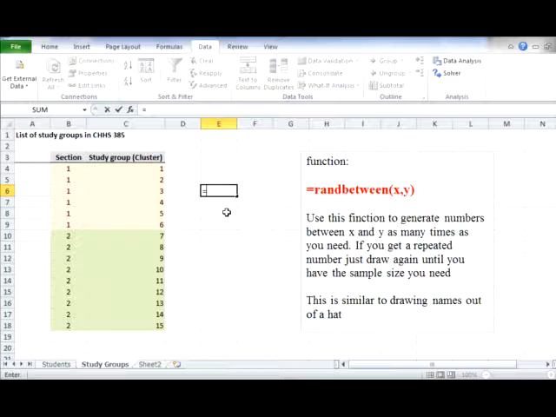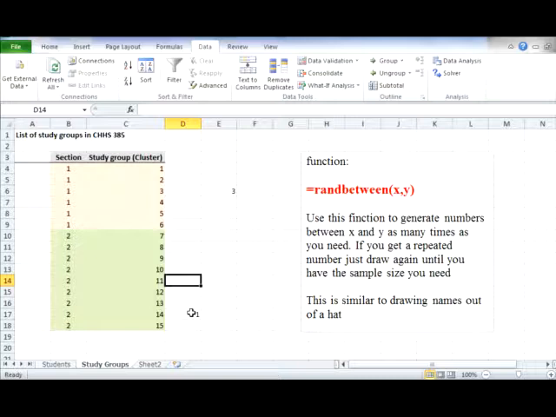So let's write RANDBETWEEN, number 1 and number 15, right? It gives you a random number between those two, and let's see what happens. Okay, so number 14 is selected. Okay, that cluster is in.